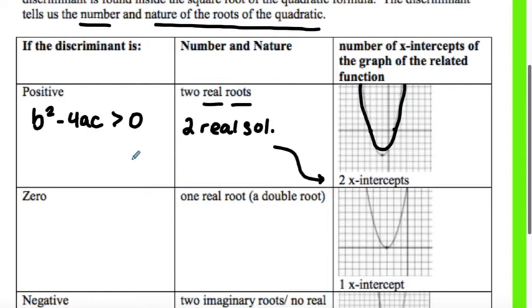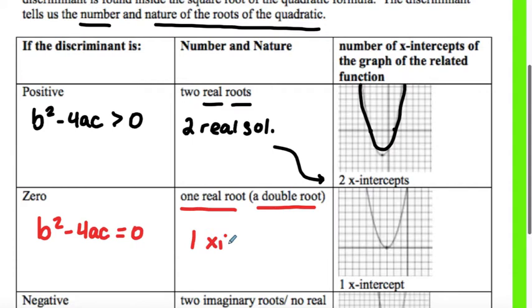Okay, another scenario could be if the b squared minus 4ac equals 0. If it equals 0, think about it, that value was the part under the square root in the quadratic formula, which means that the plus or minus in front of it would go away. So that means it would have one real root. We call it a double root. Some teachers might call it two equal roots, which means they're the same. So that means that it is going to have one x-intercept.